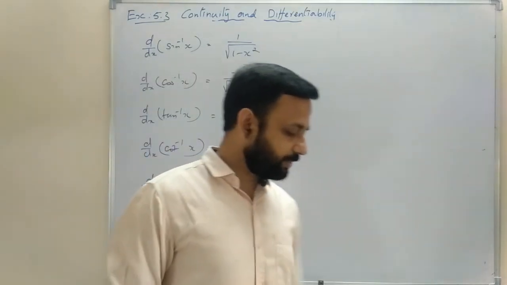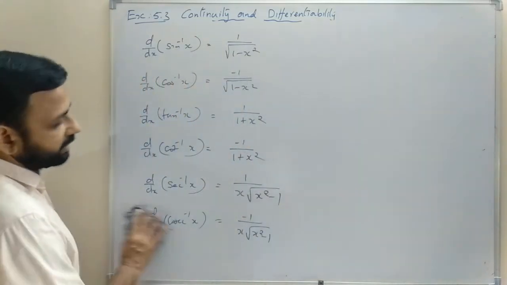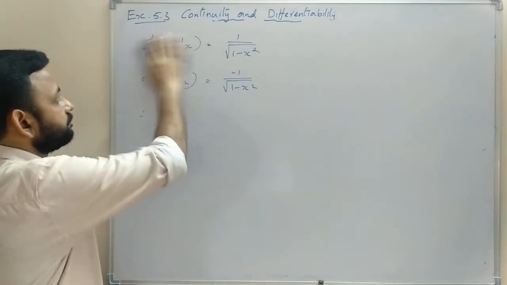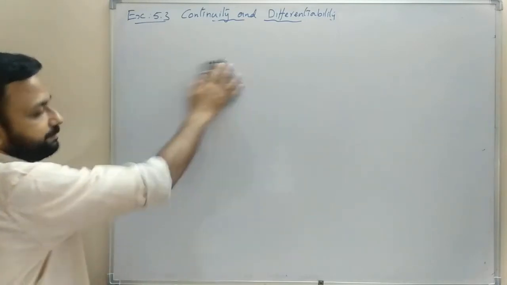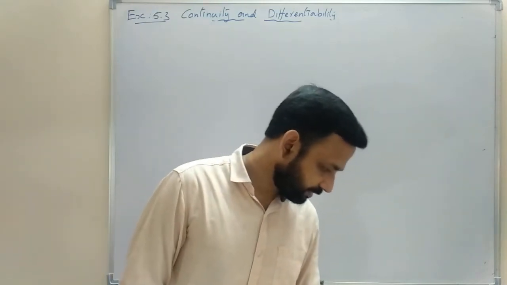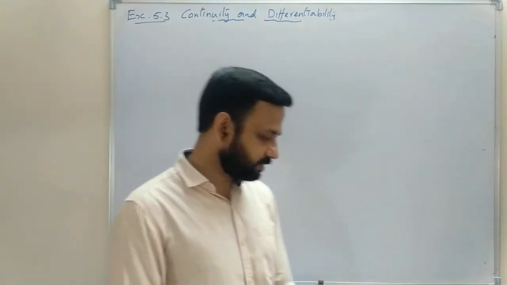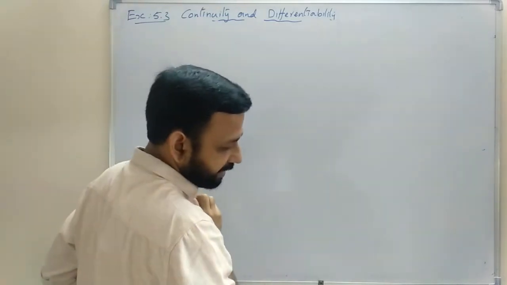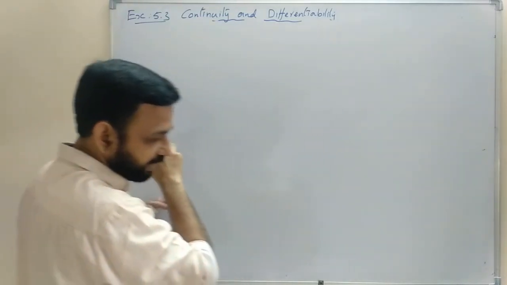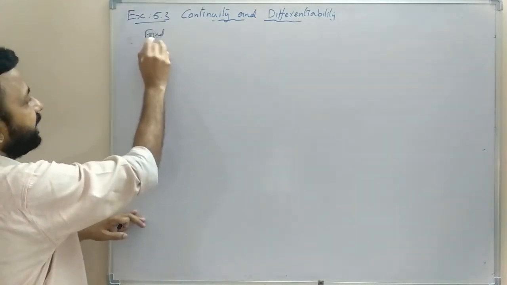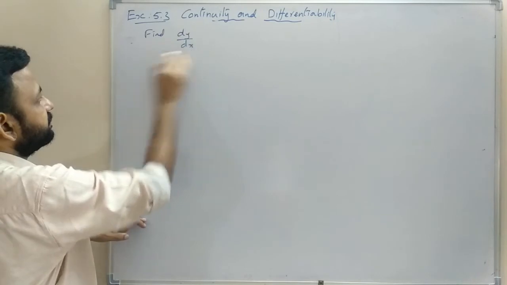Now we are going to do exercise 5.3. We can use this formula there. Exercise 5.3. Here we have 15 questions. We will do question number 1. Find dy by dx in the following. Question number 1. Our question is find dy by dx. First one.